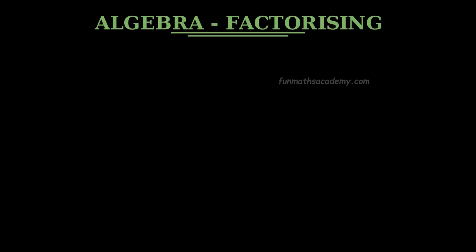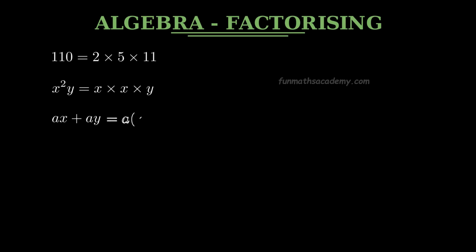Let's start with regular numbers. A number written as a product of prime factors is in its prime factor form. For example, the prime factor form of 110 is 2 times 5 times 11. Similarly, algebraic expressions can be written as a product of their factors. The process of writing an algebraic expression as a product of its factors is called factorization.